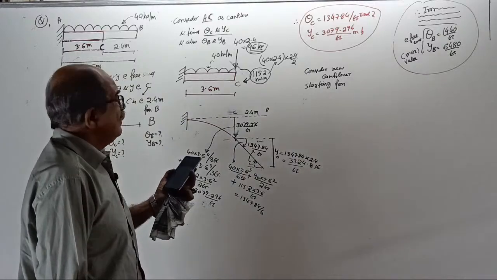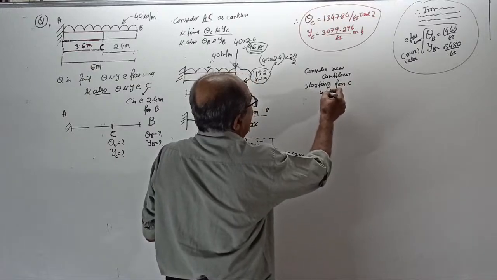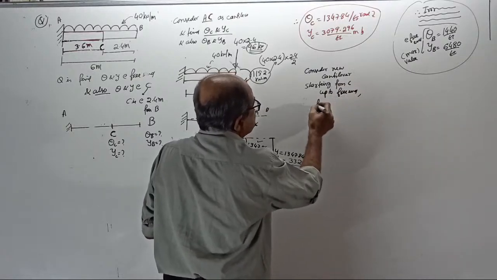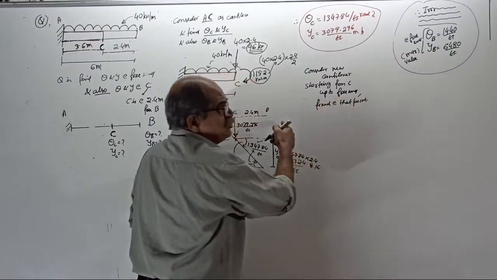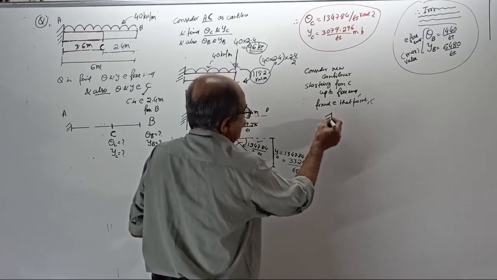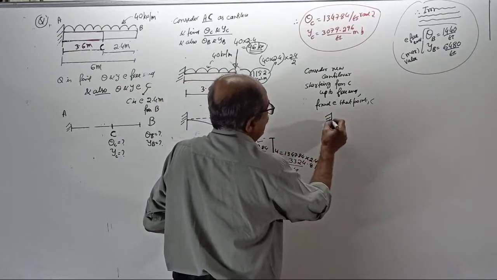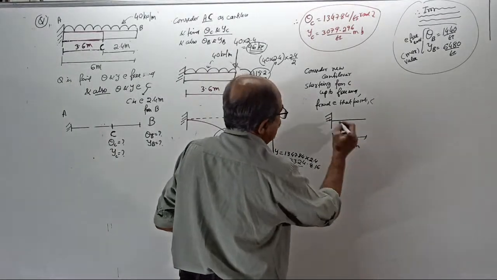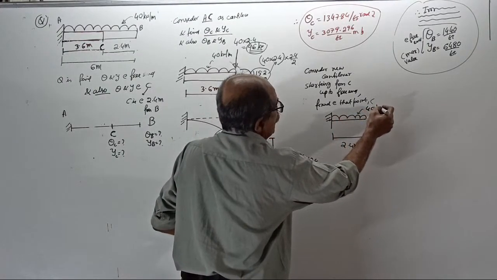Where the previous cantilever stopped: C. From that point C up to the free end. And remember, it is fixed at that point, because that point's slope is already accounted for. Fixed at point C. This is the cantilever of span 2.4 meter. UDL is 40 kilonewton per meter.